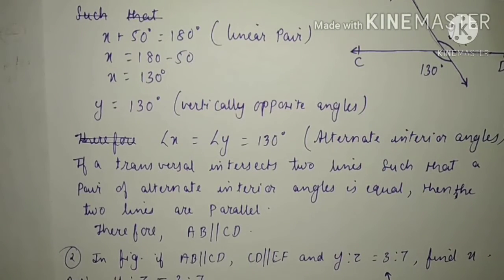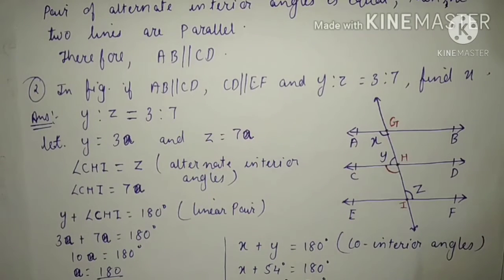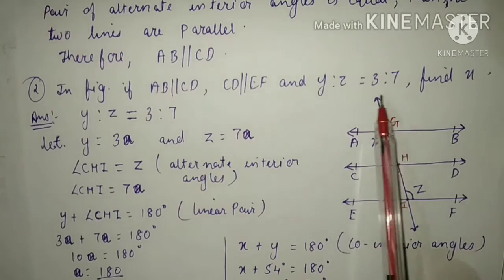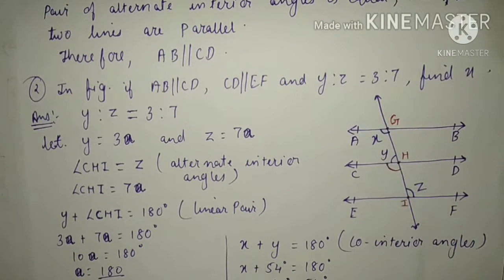Now see the second question. In the figure, if AB is parallel to CD and CD is parallel to EF. See, this AB is parallel to CD and this CD is parallel to EF. This means all the three lines are parallel to each other. And y is to z is equal to 3 is to 7. The ratio of this angle y and this angle z is 3 is to 7. We have to find the value of x, this.